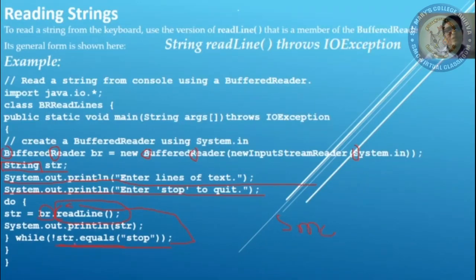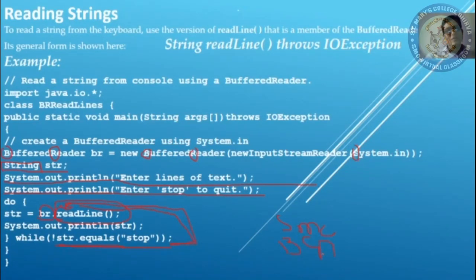Now I am coming here in str, what it is: smc. Smc is equal to stop? No, false. Not false means true. It will once again come and ask to read the string. Now I am entering BCA, where it will be stored. BCA is stored in your str.